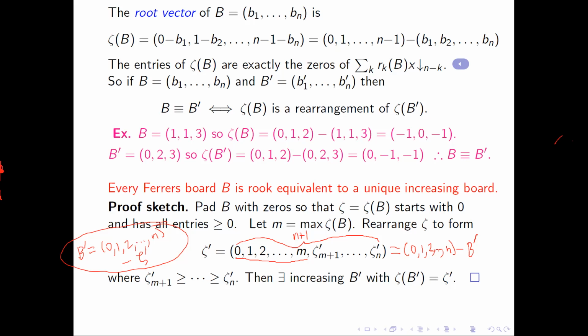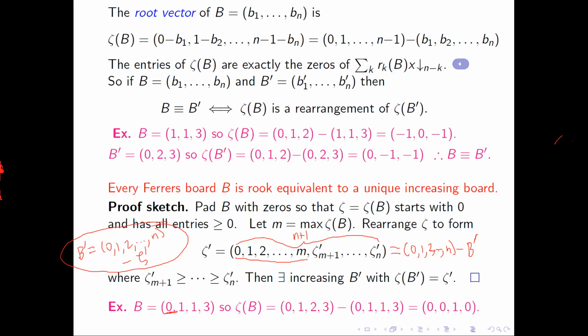But at least this gives you a way to construct the board B prime. Okay, so let's do an example here. First of all, we go back to our old friend B, which is 1, 1, 3. But remember, the first step was to pad this thing with enough zeros so that all of the root vector entries will be positive. Well, I'm going to have to slap on at least one additional 0, because before we got negative ones, right? So we padded this thing with a 0 right here.